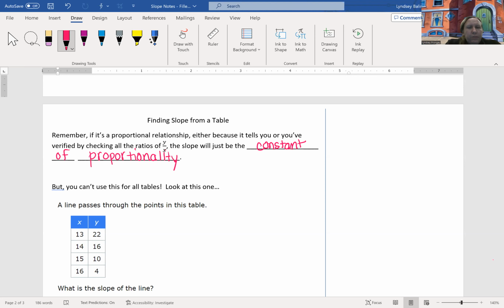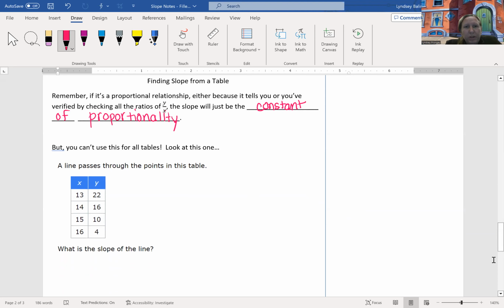So if we are looking at a table and we don't know if it's proportional and we don't want to go through the work and figure it out, because it's sometimes kind of like a waste of time, and it's just simply asking us to find the slope from the table, keep in mind a table is just a list of ordered pairs. They just put it in table form and don't actually write it out. But this one is just (13, 22), and then (14, 16), (15, 10), and (16, 4).